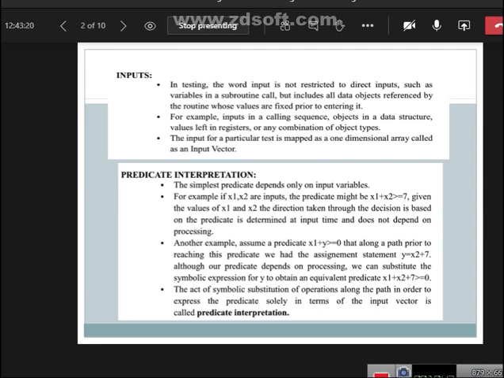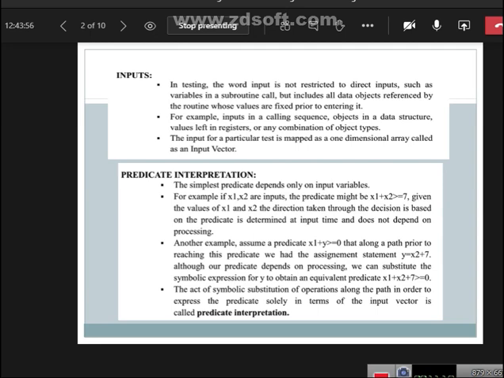Here, what they are saying is, in testing, the word input is not restricted to direct inputs, such as the variables in a subroutine call. It includes all data objects referenced by the routine, and those values are fixed prior to entering it. But whether it is fixed or not fixed, based upon that itself we are going to take the decision.